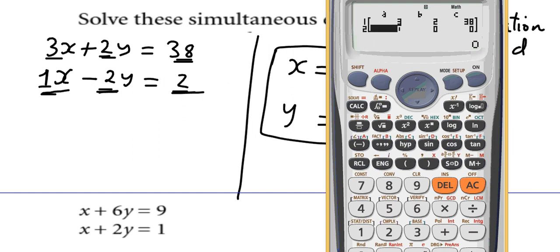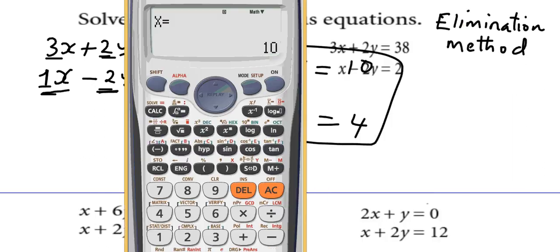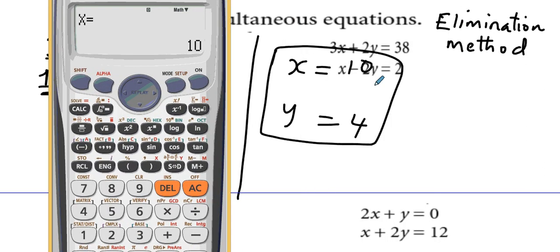Okay, then you move to equation number 2. Value of A is 1. It is equal to. Value of B in equation number 2 is negative 2. Negative 2. It is equal to. Then the answer is 2. Hit equal to, then when you hit equal to for the second time, you get the value of x. So x is 10. Okay, the answers are here.